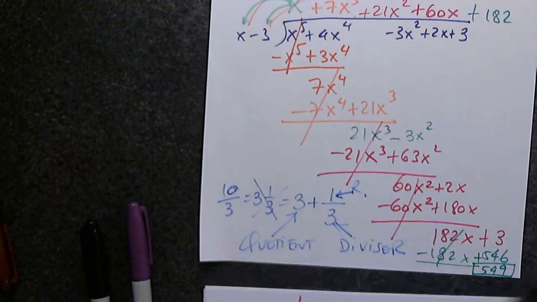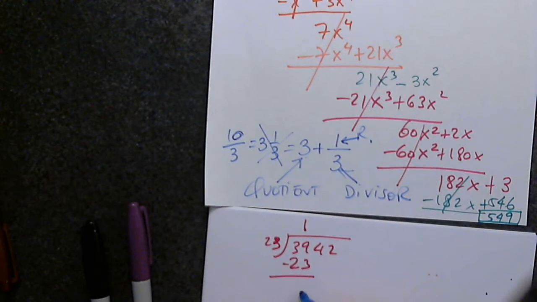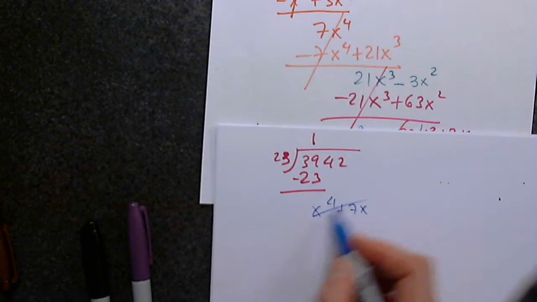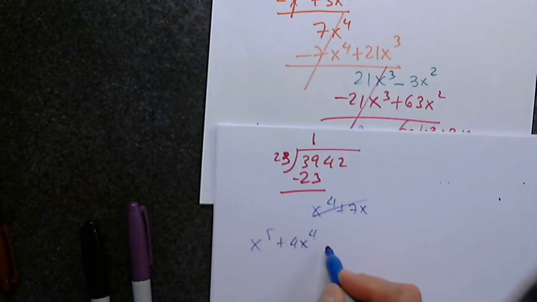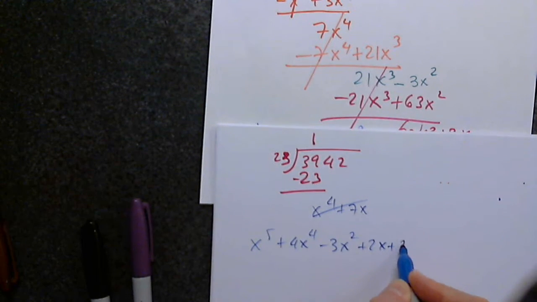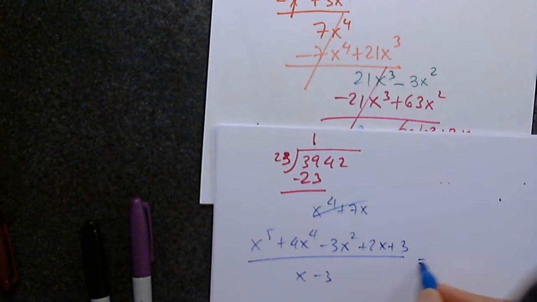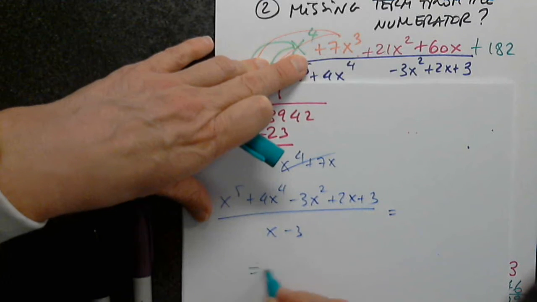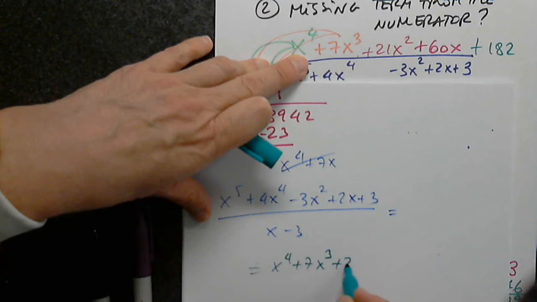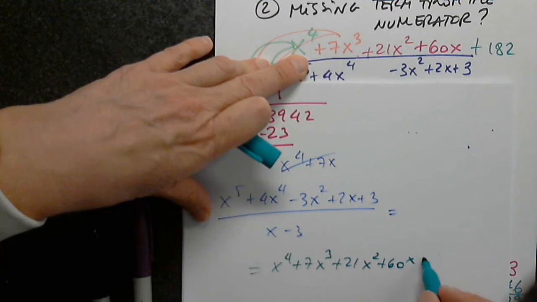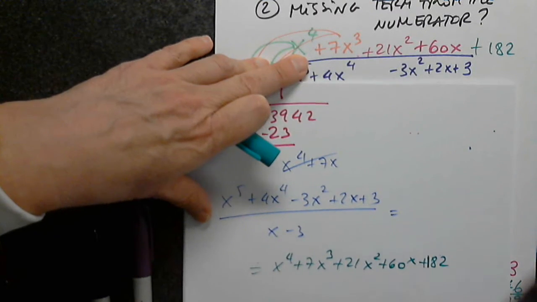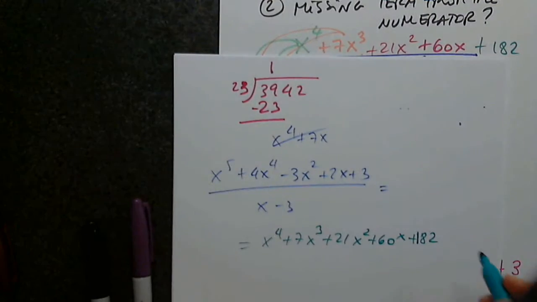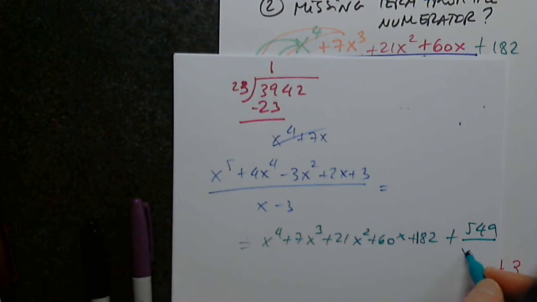I'm going to write it from the beginning. So the division was x to the 5th plus 4x to the 4th minus 3x squared plus 2x plus 3, divided by x minus 3. And I have to write the quotient. So here's the quotient right here: x to the 4th plus 7x cubed plus 21x squared plus 60x plus 182. And the remainder is 549, plus 549 divided by x minus 3.